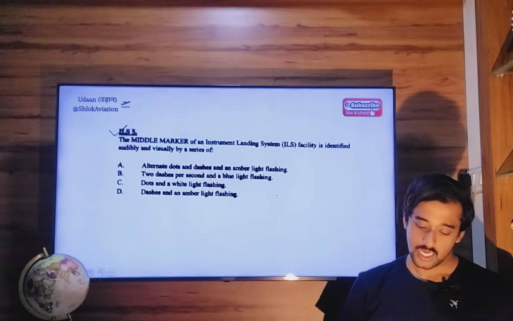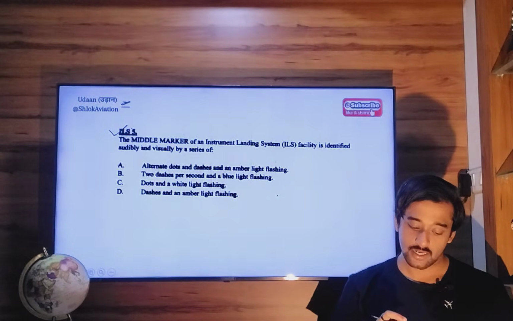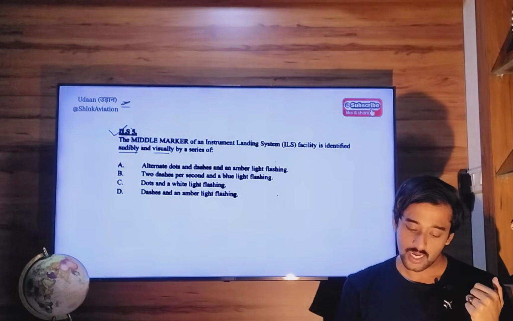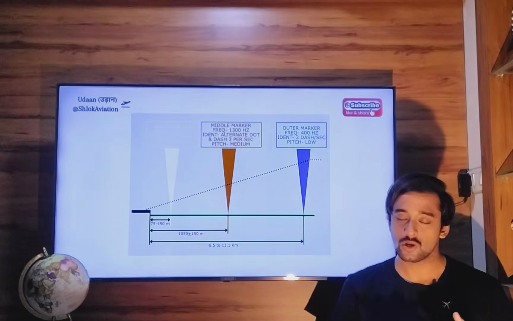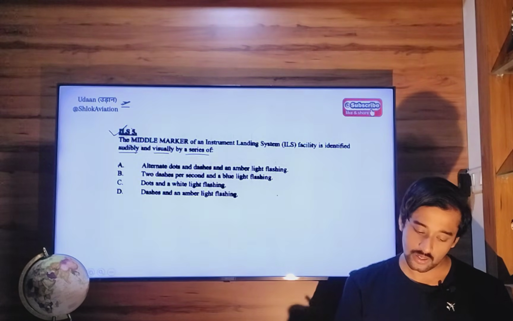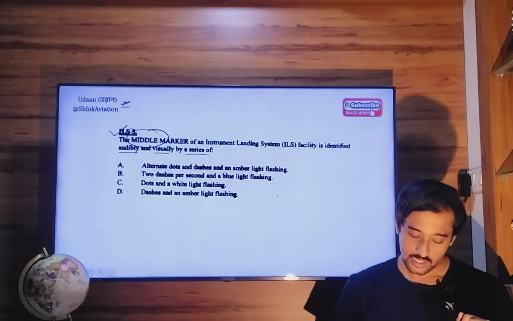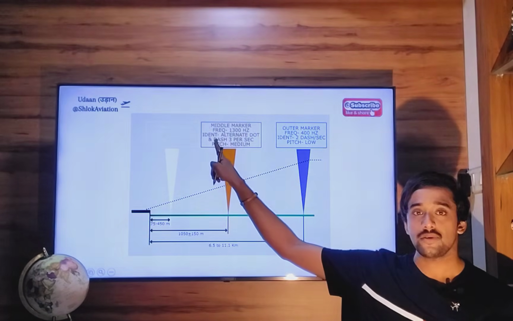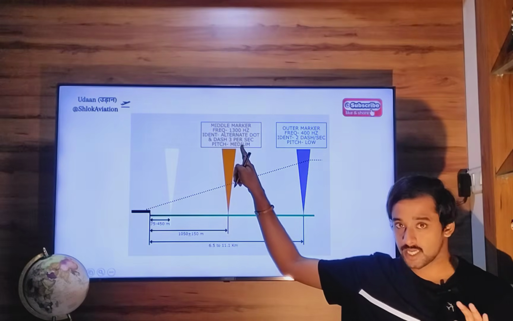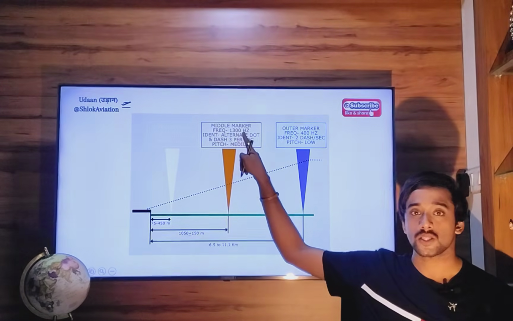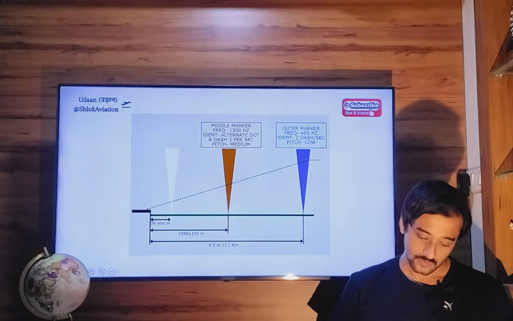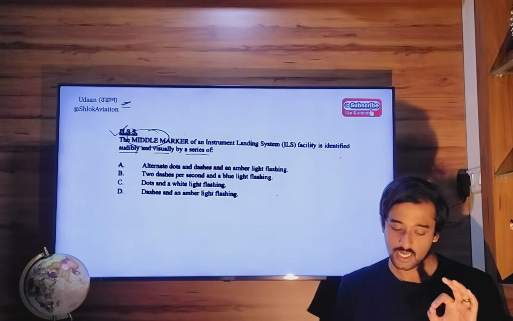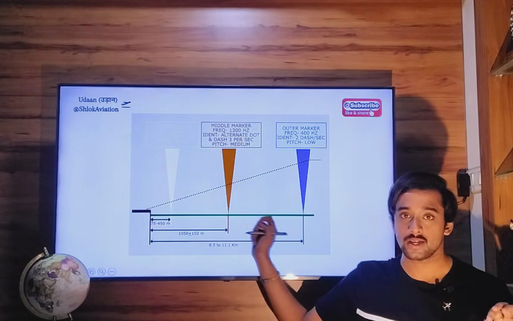Okay, next. The middle marker of an ILS is identified audibly, by a series of what? Audibly means hearing, visually means looking at. So, similar question. Now here they are talking about the middle marker. Read the question carefully. Middle marker color is amber. Identification: alternate dots and dashes, 3 per second. Amplitude modulated at 1300 hertz. So audibly you will hear alternate dots and dashes, and the visual color is orange or amber.